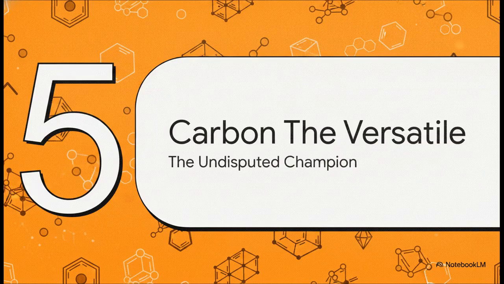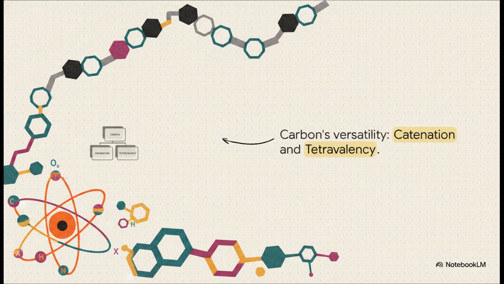Finally, Section 5, carbon, the versatile element. Now that we know the rules, let's look at the absolute master of the covalent bond. Carbon is without a doubt the undisputed king of covalent bonding, and its incredible versatility comes down to two unique traits: tetravalency and catenation. Let's break those down. Tetravalency just means carbon has 4 valence electrons in its outer shell. It needs 4 more to be stable. This effectively turns a single carbon atom into a 4-way intersection. It can bond with up to 4 other atoms, like oxygen, hydrogen, nitrogen, all at the exact same time. It's the ultimate team player.